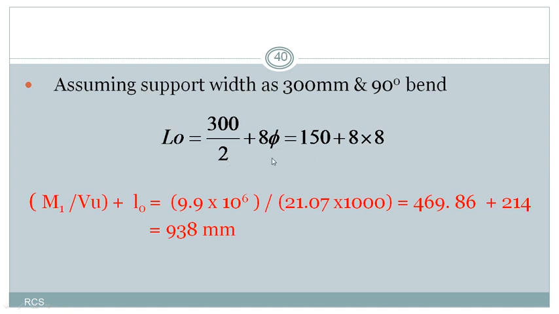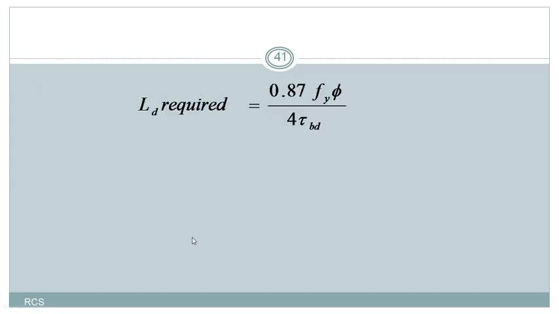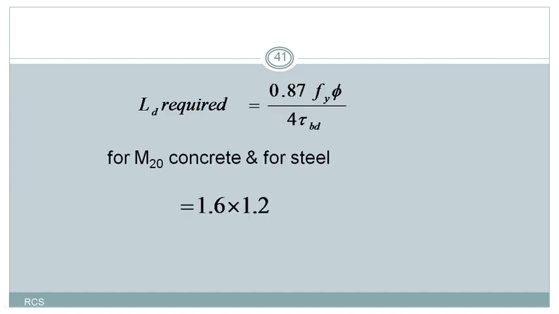So 300 by 2, I'm using because I am providing a total width of the support of 300, but the bar will be bent to half of the width of the support. That's why I'm making it half. So 300 by 2, that is 150, plus 8 into 8 will get 938. Now check our values. That is 214 will be the L0, and finally we will get total value of 938 mm. Right? LD required is this.